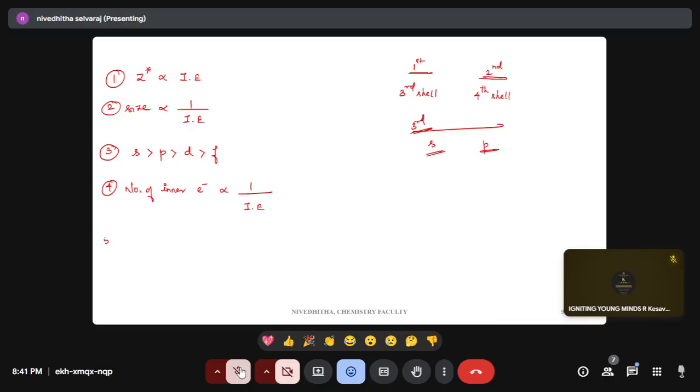And the fifth point, which we have discussed already: half filled and completely filled configuration will have highest ionization energy.